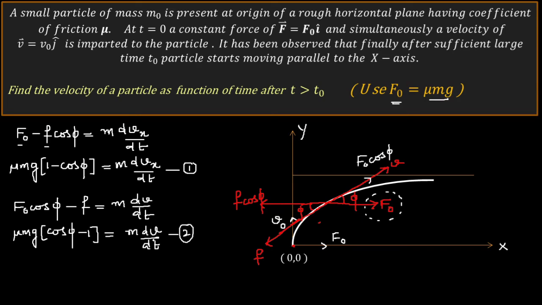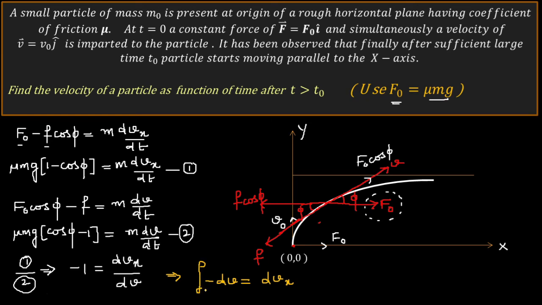So I would like to divide equations 1 and 2. I'm doing this because I would like to eliminate cos phi. You can observe there is 1 minus cos phi here and cos phi minus 1 there. If you divide those two, mu mg gets cancelled, so you have only minus 1 on the left hand side. And m gets cancelled, and dt also gets cancelled, so you have dvx upon dv. Now we can simply integrate this with proper limits to get the answer. When I send dv to the other side, you have minus dv equal to dvx. Let us integrate this.